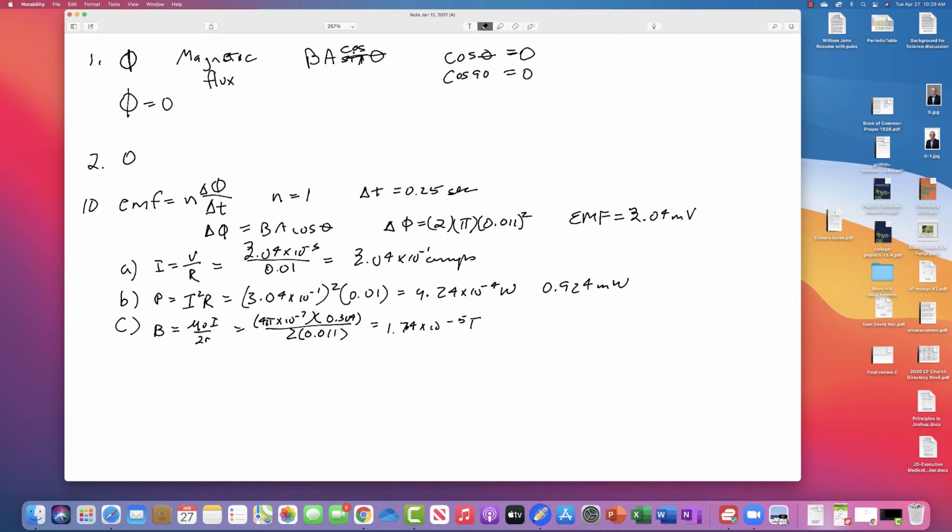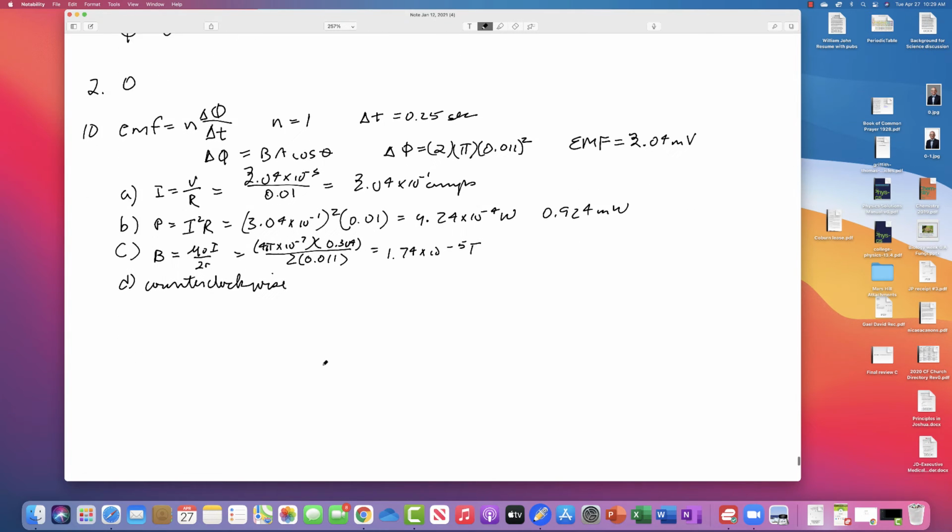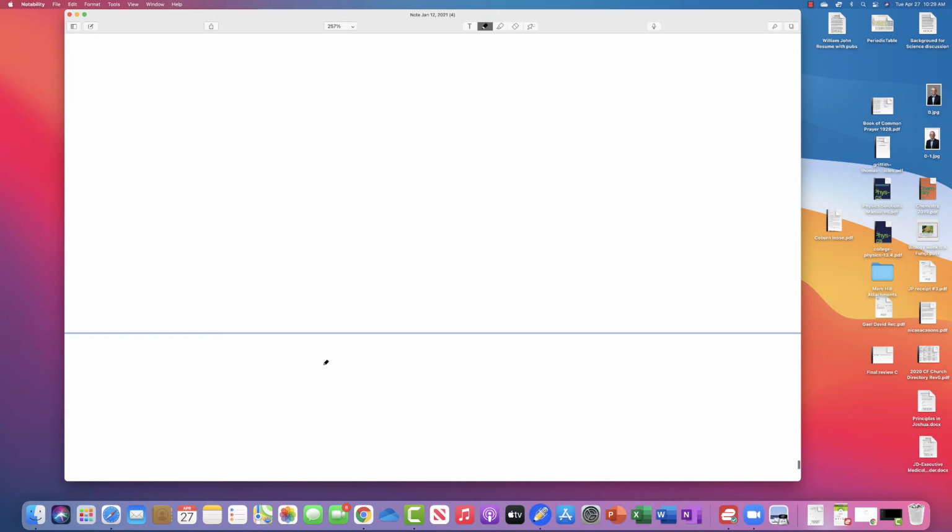So that's the induced field. And what is the direction of the induced field? It's going to be counterclockwise, given the setup that's described in the previous problem. Okay, so let's move on to number 12.